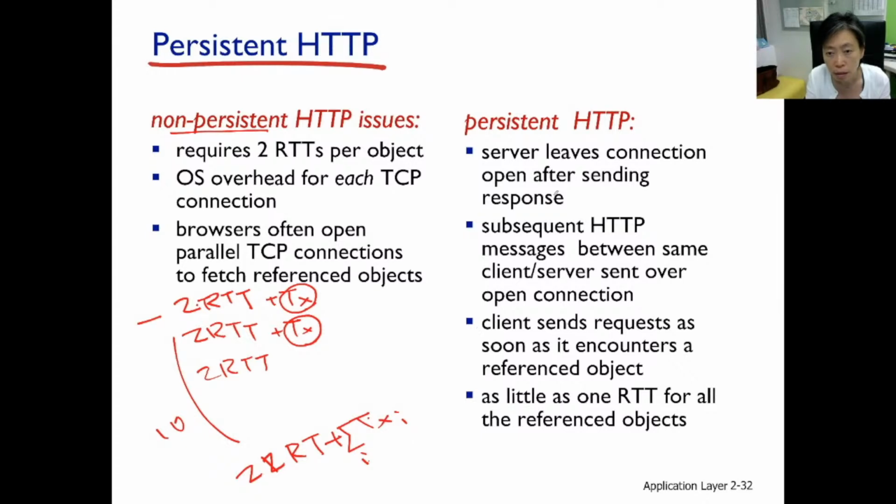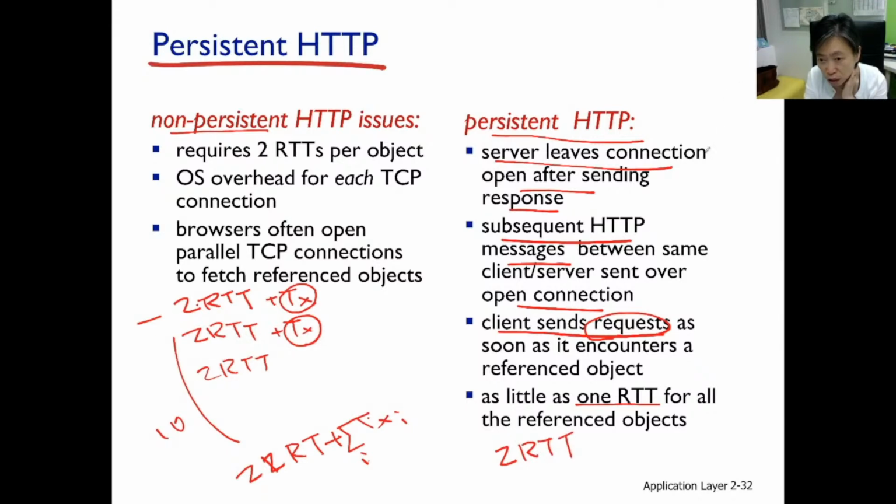All right. Now, for persistent HTTP, the server is going to leave the connection open after sending the response. So subsequent HTTP messages between the client and server will be sent over the open connection. The client can send requests, as I said, right? Persistent HTTP without further clarification is persistent HTTP with pipelining. So the client here will send all the 10 requests as soon as possible. Okay. So in the end, it's just 1 round trip time plus the transmission time of all these objects. So altogether, just 2 round trip times.